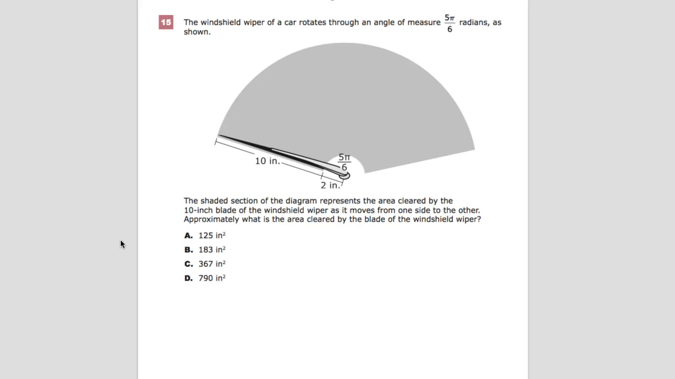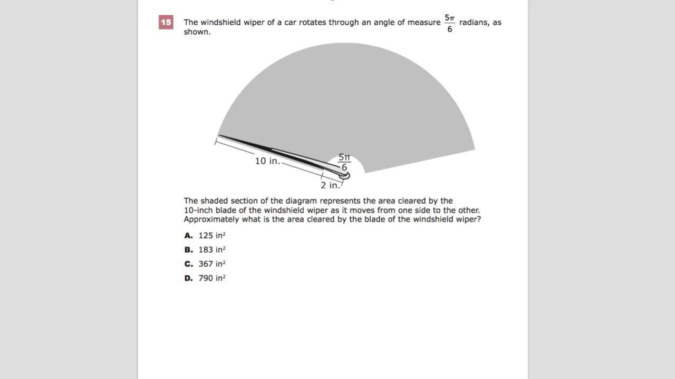Question says, the windshield wiper of a car rotates through an angle of measure 5/6 pi radians, as shown. The shaded section of a diagram represents the area cleaned by the 10-inch blade of the windshield wiper as it moves from one side to the other. Approximately, what is the area cleared by the blade of the windshield wiper?